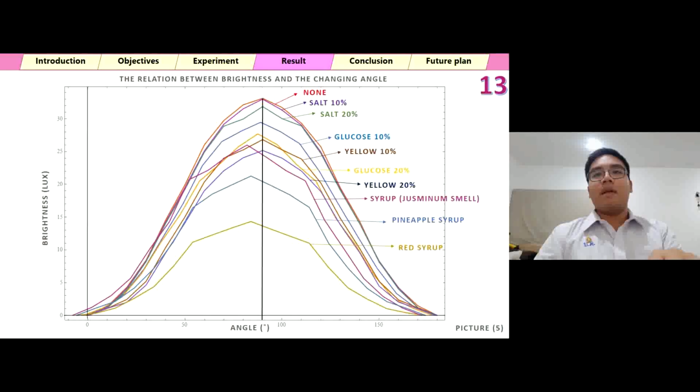And the color does not affect the polarization axis of light because from the experiment, in case of the same concentration, yellow water cannot twist the polarization axis of fluorescent light like a salt solution, which has no color.